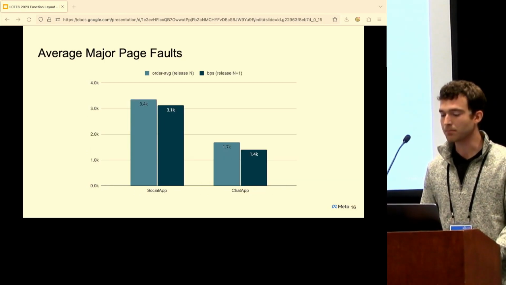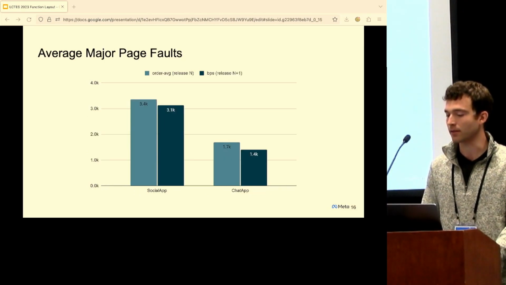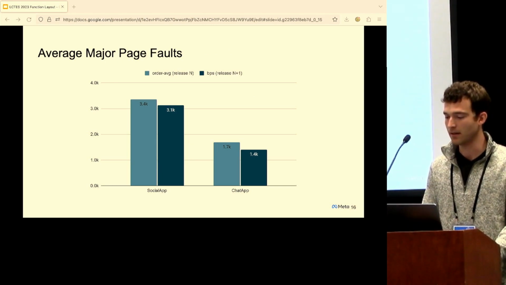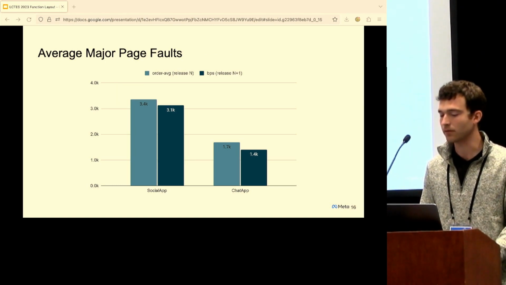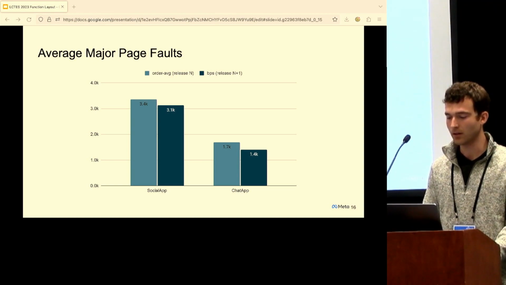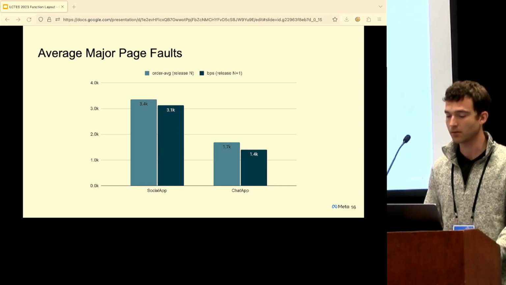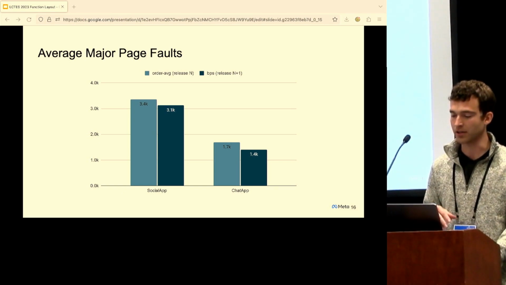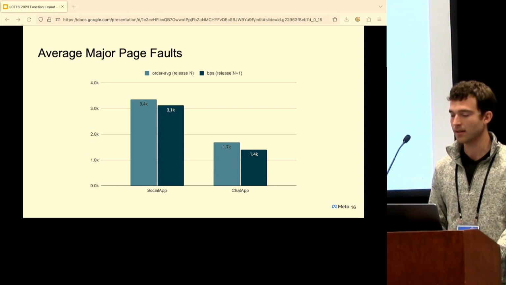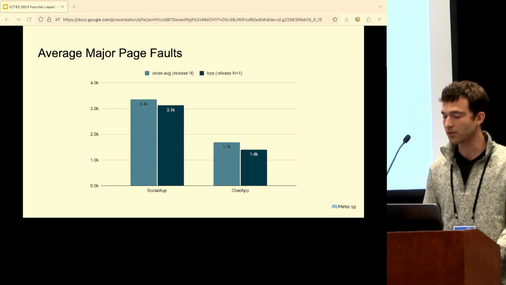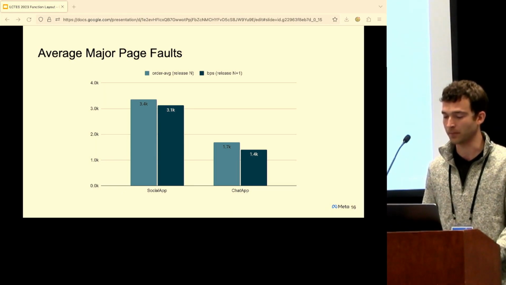Lastly, we use major page faults as a proxy for app cold start performance. The fewer pages that need to be loaded, the faster your app will start up. We've measured the average number of page faults in production for 2 of our iOS apps. For one release, we used the prior order average algorithm to order functions, and then in the very next release, we shipped with our new BPS algorithm.